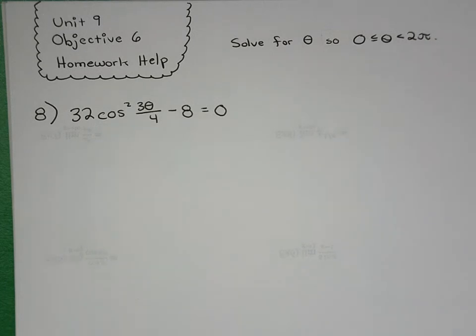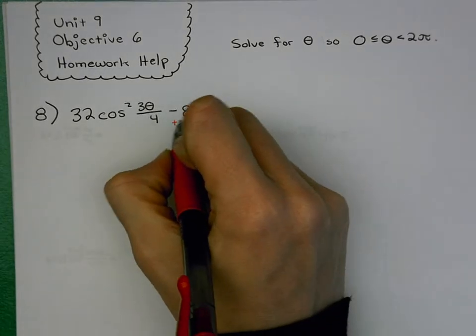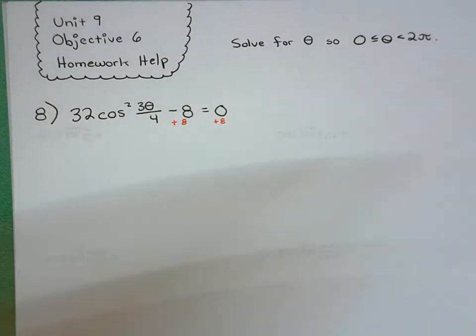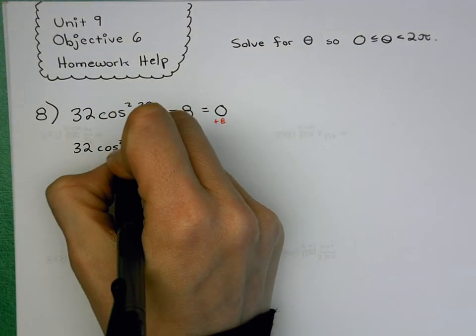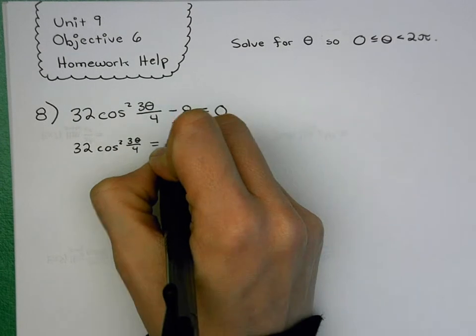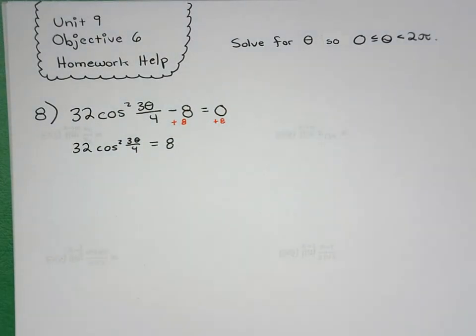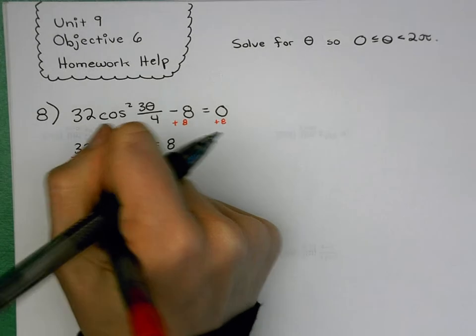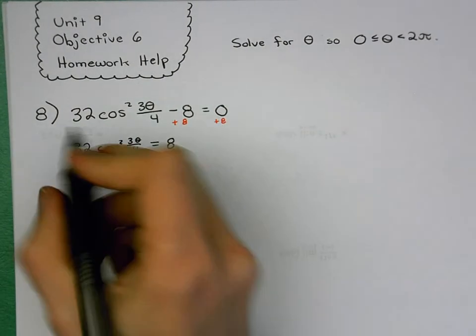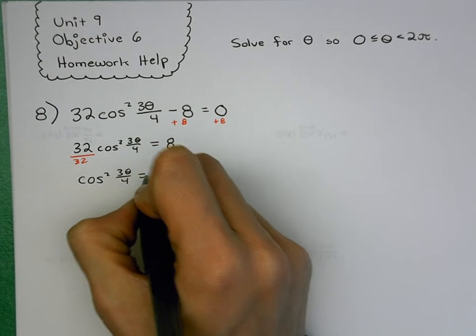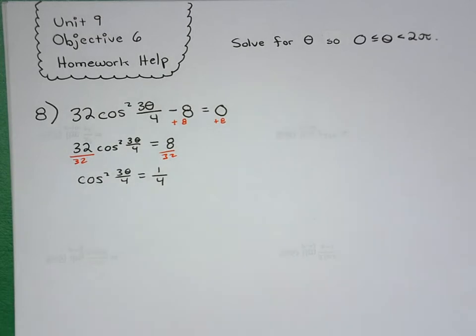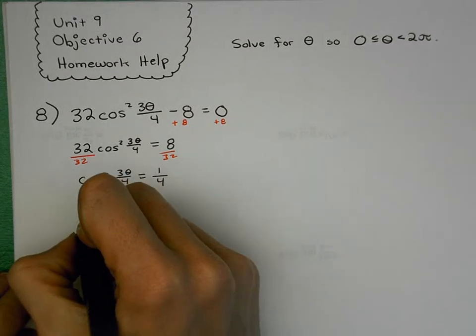To isolate our trig ratio here, the first thing we want to do is add 8 over to the other side. Then we have 32 cosine squared of 3 theta over 4 equals 0 plus 8, which is 8. Then dividing the 32 over, we get that cosine squared of 3 theta over 4 equals 8 divided by 32, which is 1/4. Now we are going to take the square root of both sides to get rid of that squared, further isolating our cosine.